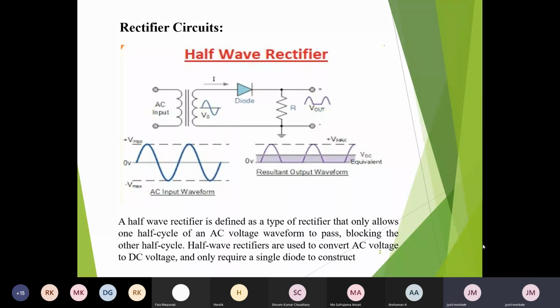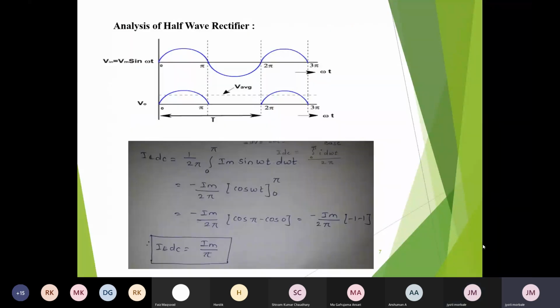100% हमें expected output नहीं मिलता. AC plus DC combination is called a pulsating DC. So this is about the transformer.